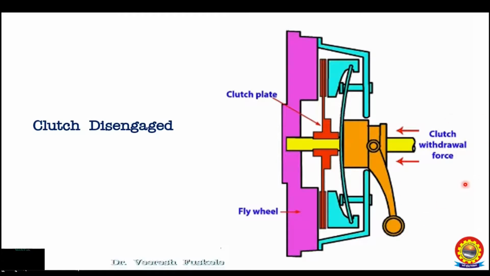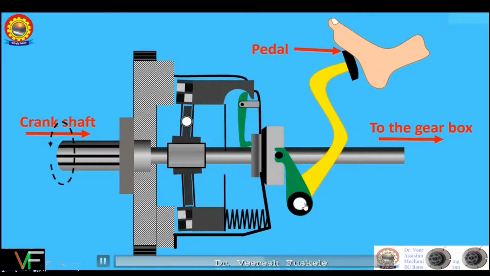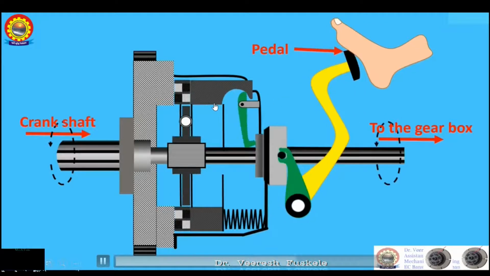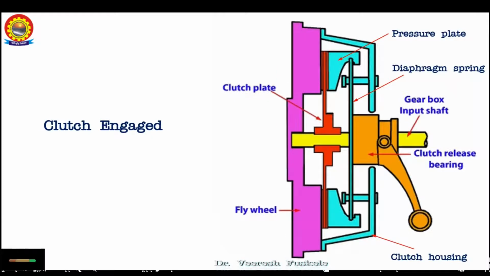Now as I release the clutch pedal, the exact opposite sequence of operations takes place. This force is released, and now the diaphragm spring will move in this direction. It will push the pressure plate to the left, and then the clutch plate will be pushed against the flywheel. And the motion will be transmitted to the gearbox. We can see this.